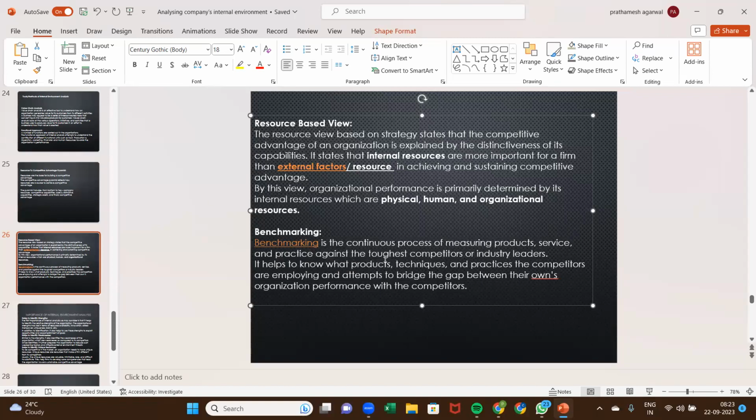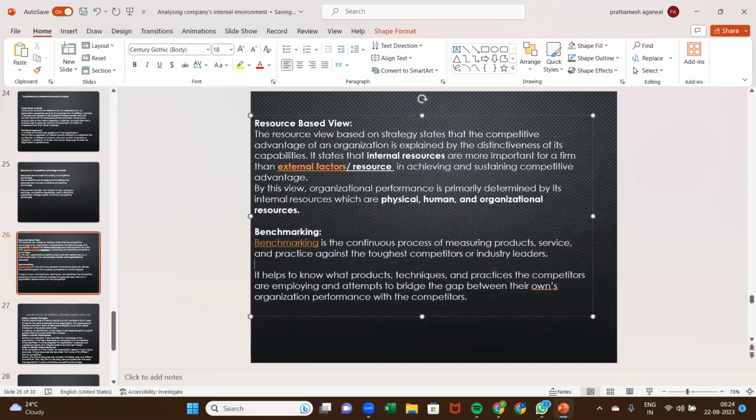So what is a benchmark? Yes, we should get A plus. It is the continuous process of measuring products, services, and practices against the toughest competitors or industry leaders. It helps to know what products, techniques, and practices the competitors are employing and attempts to bridge the gap between their own organizational performance and the competitors'. All right.